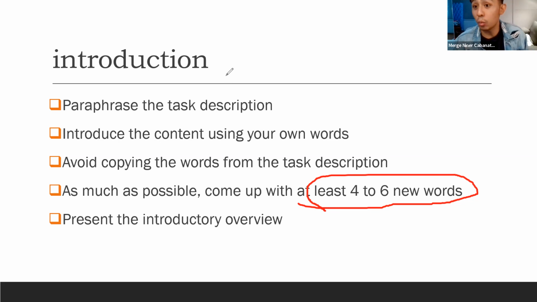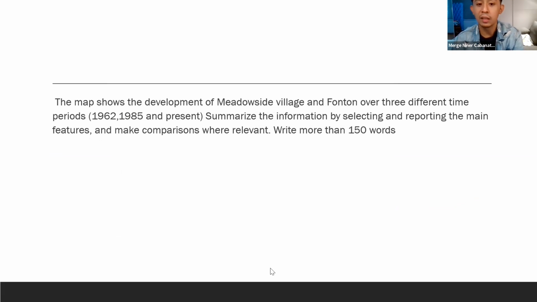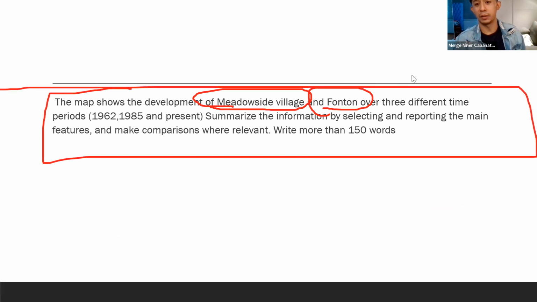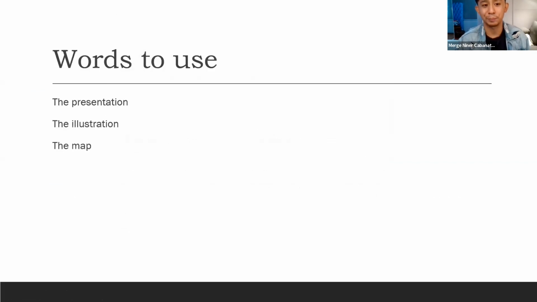All right, listen to me carefully. There are words which do not have replacements. The words which do not have replacements are proper nouns. It's very simple to understand what proper nouns are. Proper nouns are the ones capitalized. The words beginning in capital letters in your task description are your proper nouns. So we don't have any words to replace Meadowside Village and Fonton. They are what we call fixed variables, so they will be repeated in your introduction still.